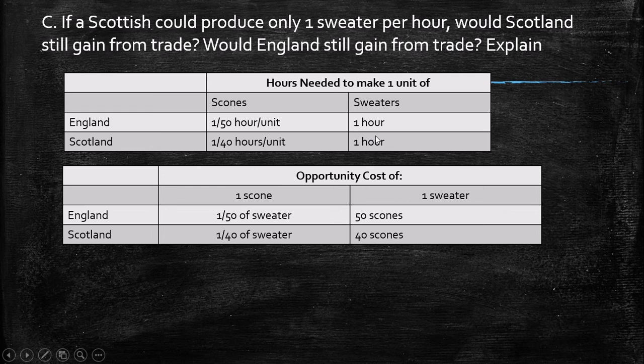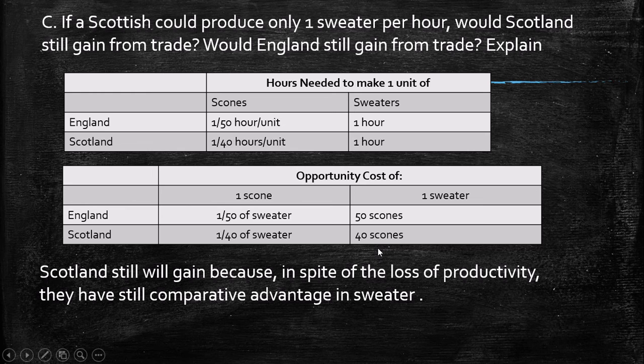The opportunity cost has changed here. Remember here it was 1 hour, 2 hours. Now it's 1 hour. Now the Scottish worker needs just 1 hour to make 1 unit of sweaters instead of half an hour. So in this case, the opportunity cost is going to change, because it's going to be 1/40 and it's going to be 40 scones. So Scotland will still gain, because in spite of the loss of productivity, they still have comparative advantage in sweaters.